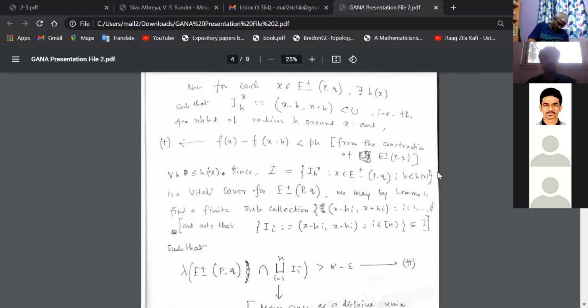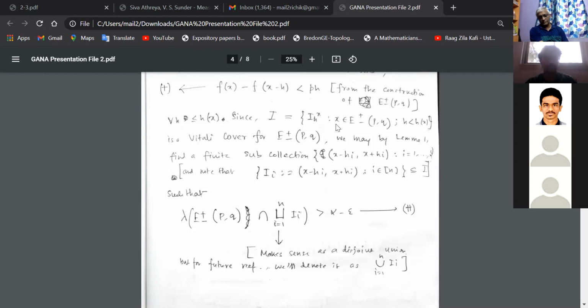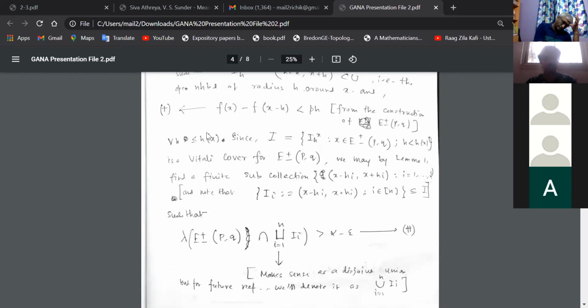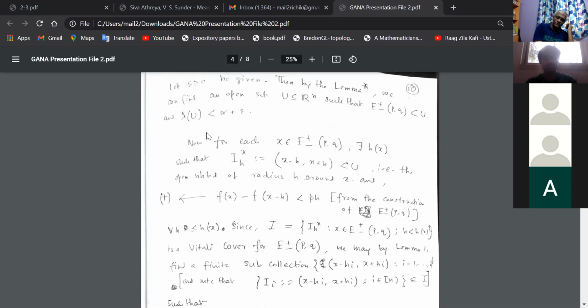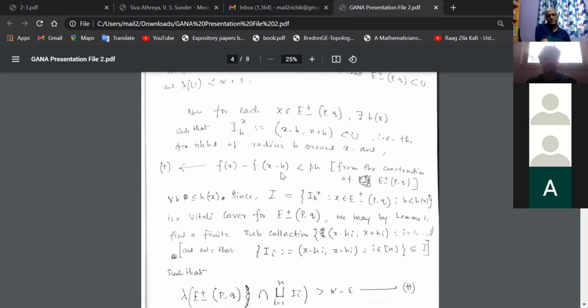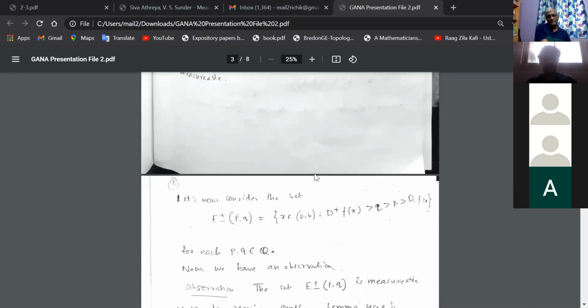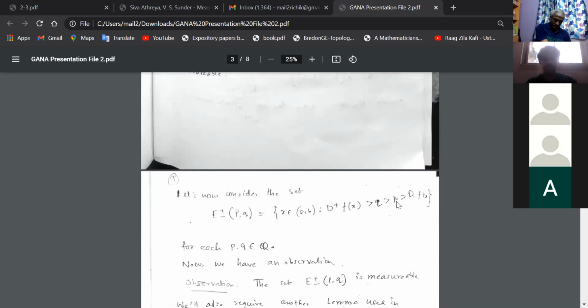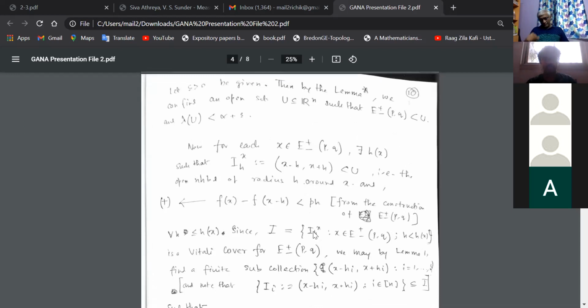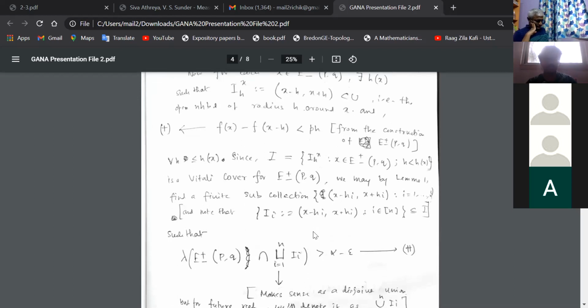Now for each x belonging to E plus minus PQ, there exists a function h of x such that the open neighborhood around x, of radius h, which is the open ball I have just defined, is contained inside U. Now from the construction of E plus minus PQ, because we have considered D plus and D minus, and as f is a non-decreasing function, this makes sense. This is greater than P, so the h comes here and this dagger comes. The dagger is valid for all h less than or equal to h of x.